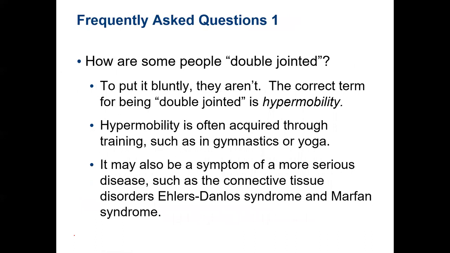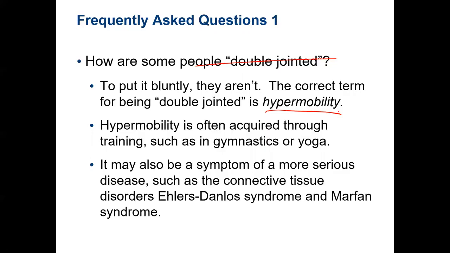Lots of people have questions about joints. The first one is, what does it mean when you're double jointed? You're not. You're not special. Nobody cares. When I'm dissecting a cadaver, I'm like, oh, this dude's got an extra joint. That's not a thing. The correct term for this is hypermobility. What that means is that your joint is capable of moving past its normal range of motion.